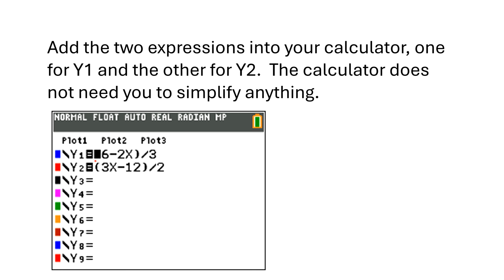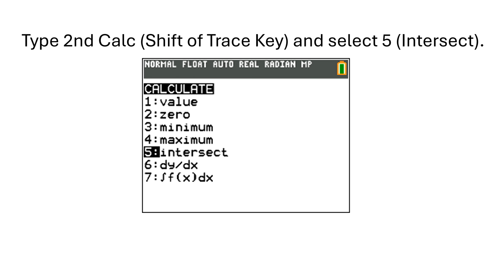Y1 equals, that will all be there. Just start at the parentheses and type. Next, we're going to type 2nd CALC, that's the shift of the trace key, and select number 5, the intersection. So this is the screen you will see, 2nd CALC, and you're going to select number 5 right here.